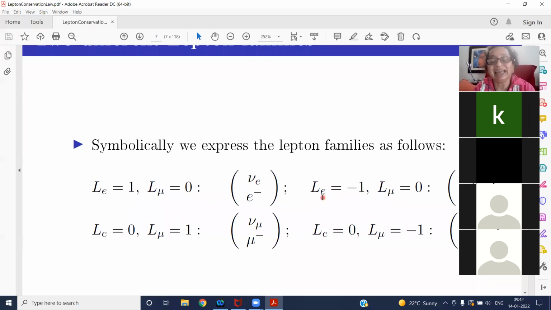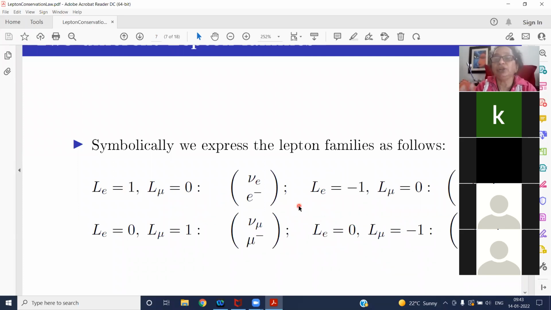So what is Le for the anti-neutrino of electron variety? That is -1. But L mu is 0 for that too. So I write Le is 0 for nu mu bar, and for mu plus, L mu is equal to -1. This is the rule which we have to remember and follow when I talk about any process. That's the basic theoretical formulation. Does it work? We have to check it through examples and verify it experimentally. I hope you understand.